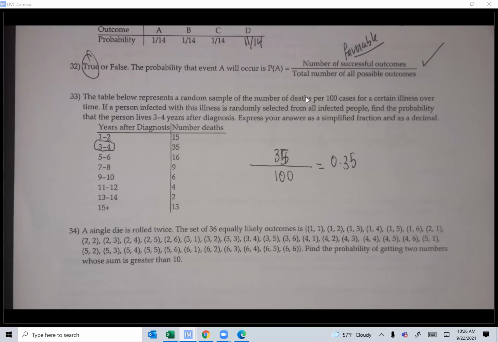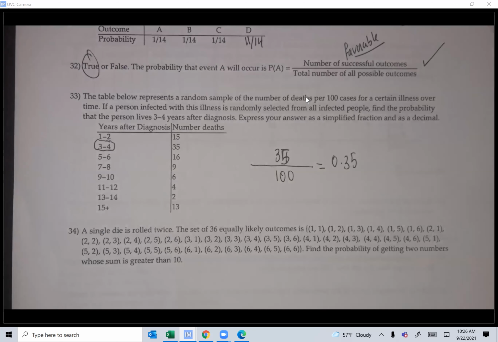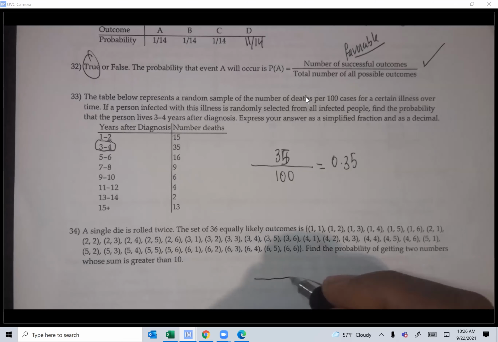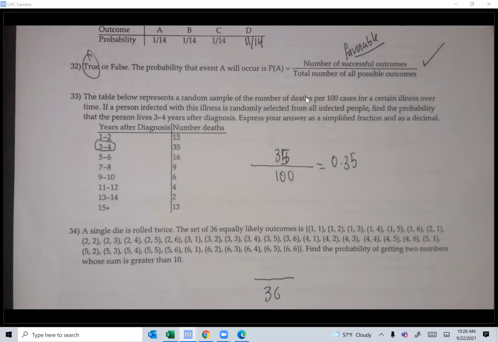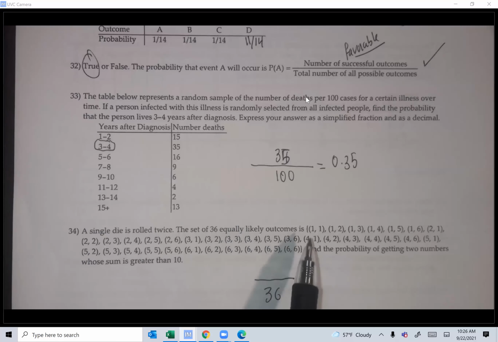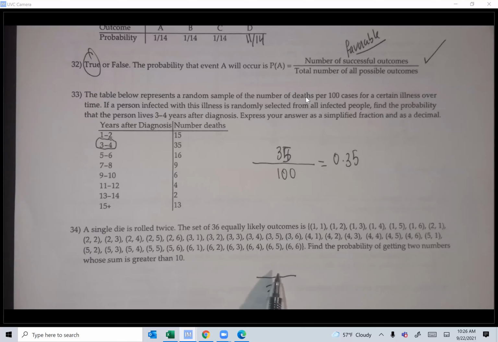34. A single die is rolled twice. What's the probability of getting two numbers whose sum is greater than 10? Okay. You know, guys, the number of outcomes is 36. We have 6 times 6, so it's 36 right here. Now, sum greater than 10, you have to look only for the ordered pairs that work in your favor of getting a sum of greater than 10. Greater than 10 means 11 or 12. We can't go beyond that.